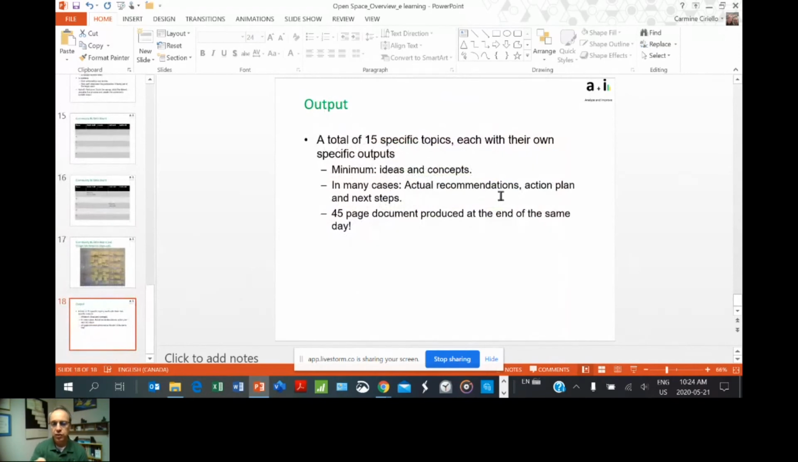So this is a real example, and in this example, of these 15 topics, which was really interesting because even though it was just one day, I would say the bulk of the topics, people actually came up with recommendations and an action plan that they wanted to do with their ideas. In some cases, you can't get this far. You just stop at this level of just ideas and concepts. But they were actually able to come up with an action plan on their topics.